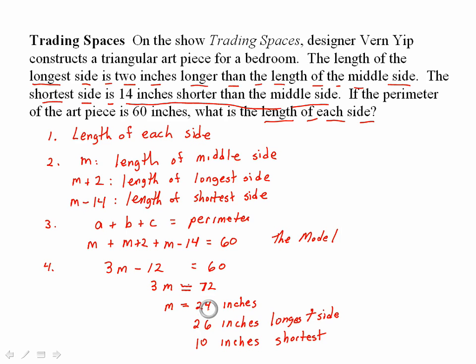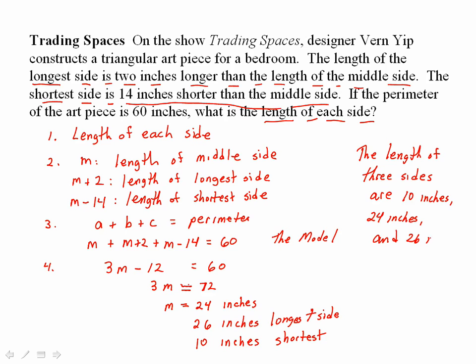In addition, the relationship amongst the 3 sides is what was described in the problem. The middle side is 24 inches. The longest side is 2 inches longer than that. And the shortest side is 14 inches shorter than the middle side. The lengths of the three sides are 10 inches, 24 inches, and 26 inches.